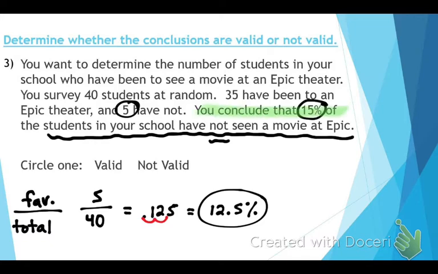Is this a truthful conclusion? No, why not? Because they got 15%. They said it was 15%, but we figured out it was what percent? 12.5. So class, is this valid or not valid? Not valid. It's not valid. It was close, but it is not valid. That means it is not truthful. I want you guys to try to do problem 4 on your own. It's going to be done just like that.